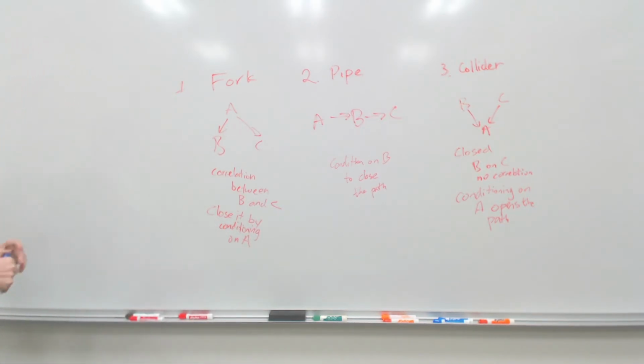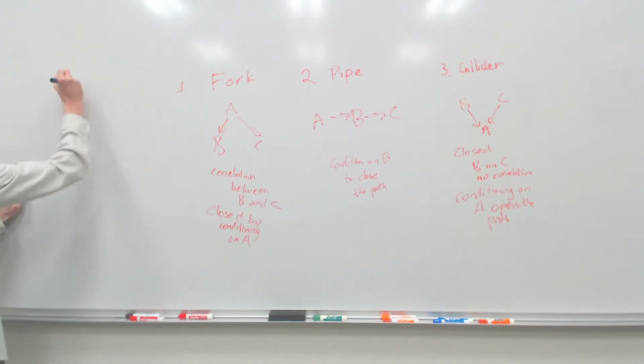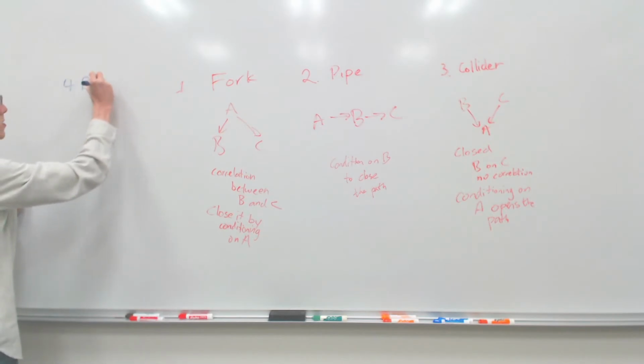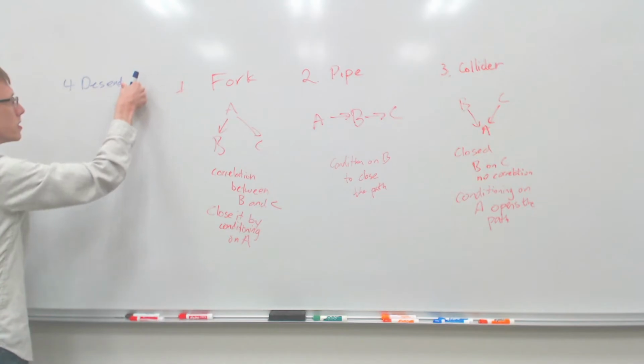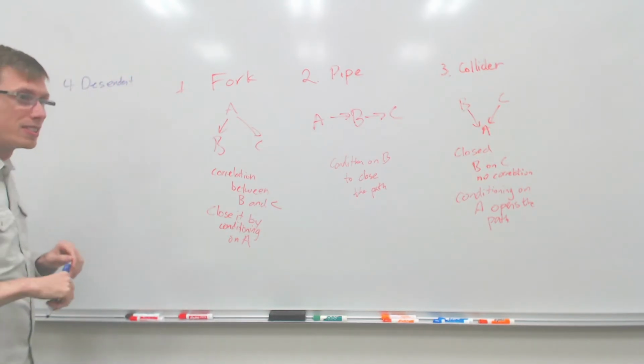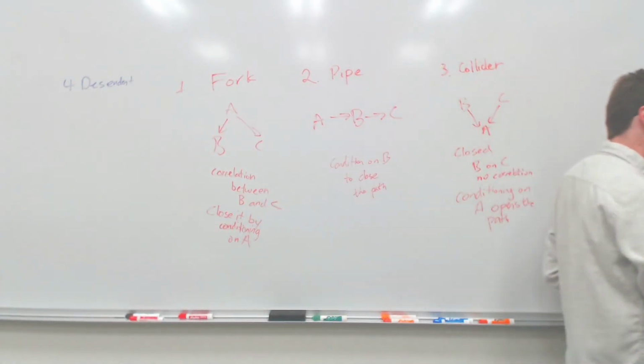All right. And the last one is the descendant. And this one isn't that interesting to me. I mean, descendant. So I don't know if there's an A. One second. I gotta check the spelling here.